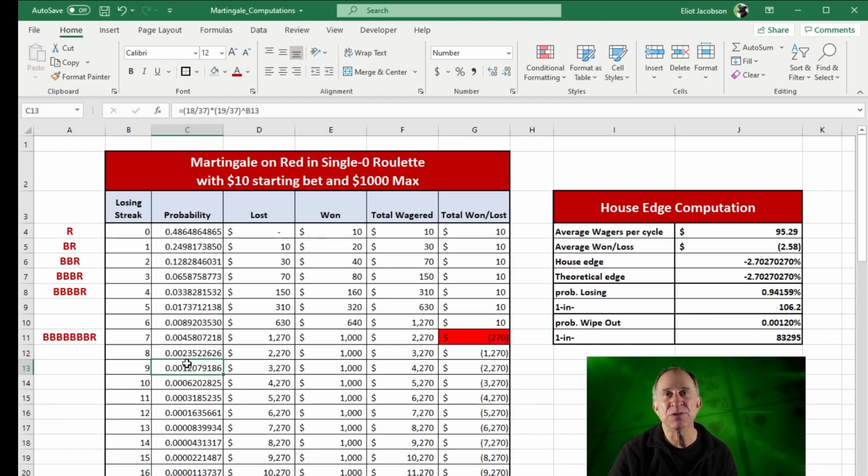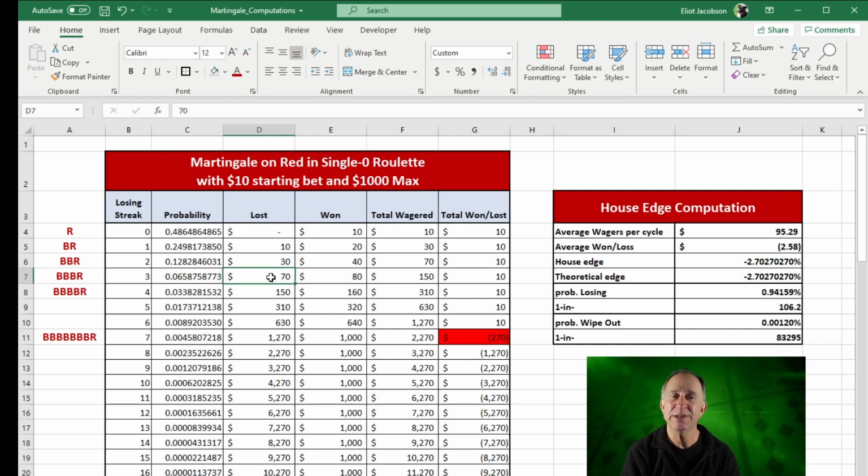Now I need to do an accounting of how much I lost before I won. Of course, if my losing streak is zero, I didn't lose anything. If my losing streak was one, I lost my $10 wager, and then I won my $20 wager. If my losing streak was two, I lost a 10 and a 20, but then I won a 40.